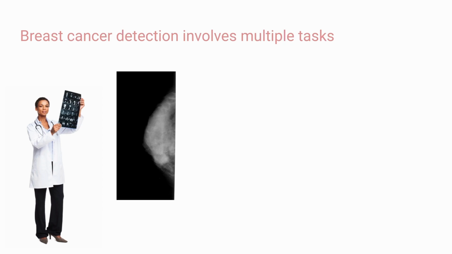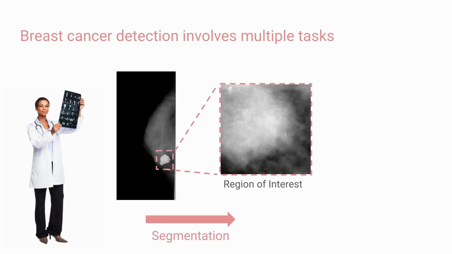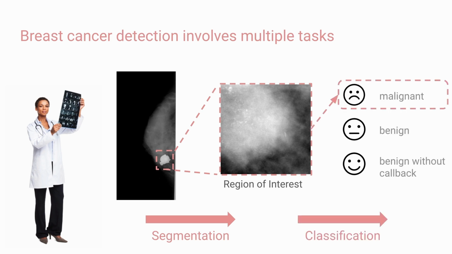The first thing she does is looking and identifying the abnormality in the mammogram. It's defined by a region of interest. Secondly, the radiologist classifies the abnormality into a class. It can be a malignant abnormality, meaning it's a dangerous tumor, or it can be a benign abnormality, which is not dangerous. In computer vision, these two steps are called image segmentation and image classification.